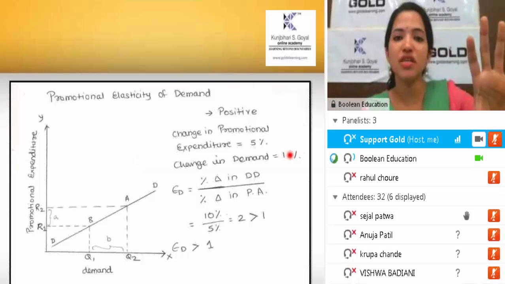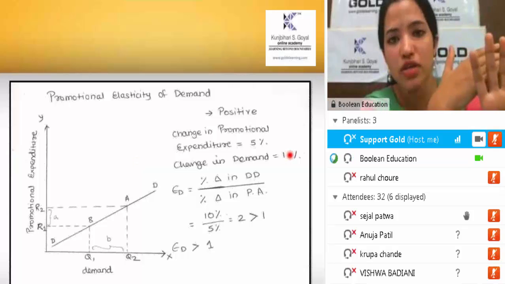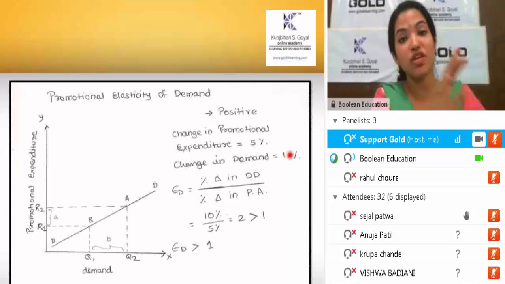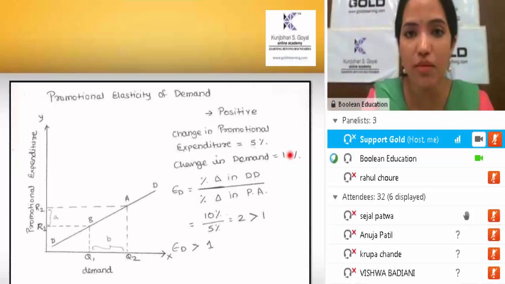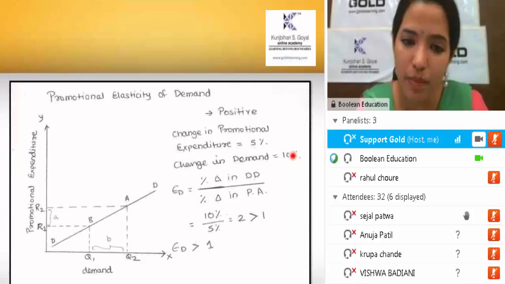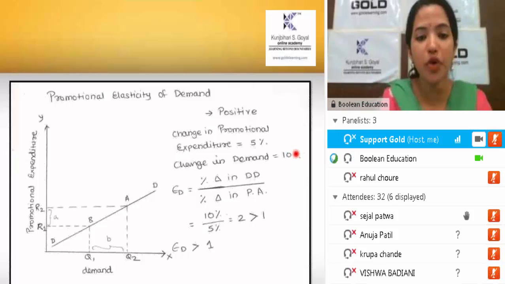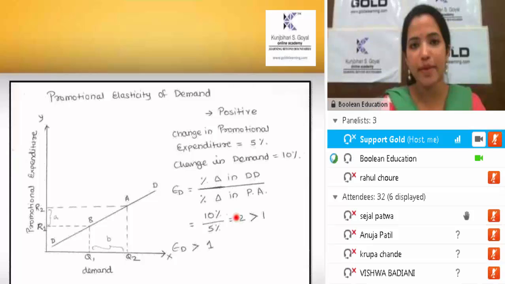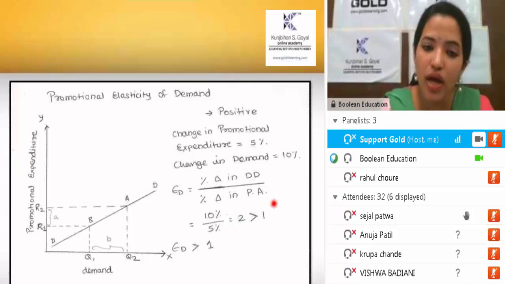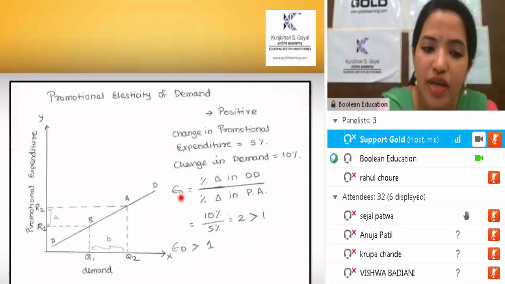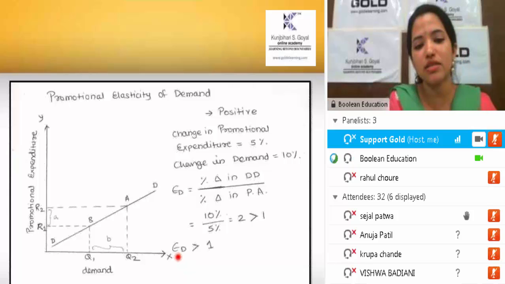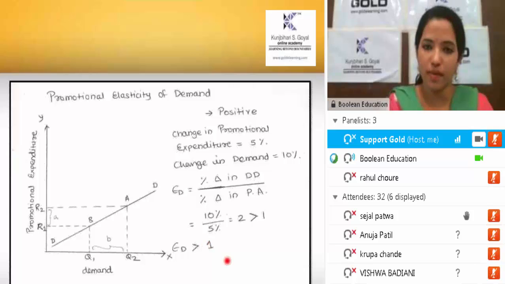आपने 5% इंक्रीज किया इन योर एडवर्टाइजमेंट और ड्यू टू विच आपका सेल, आपका डिमांड मार्केट में इंक्रीज हुआ बाय 10%. Let's put it in the formula. The answer is 2, 10 by 5, which is greater than 1, meaning it is positive. Hence, here हमने लिखा है elasticity of demand will always be greater than 1.